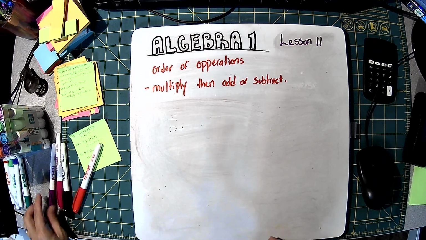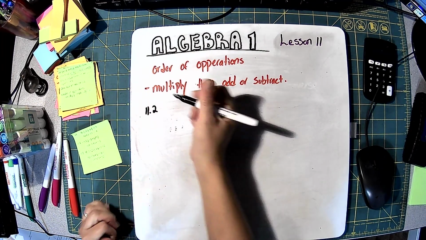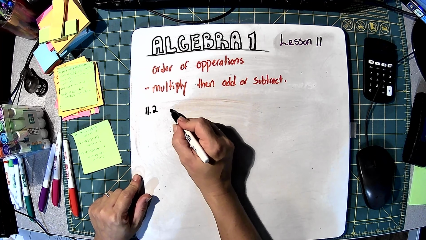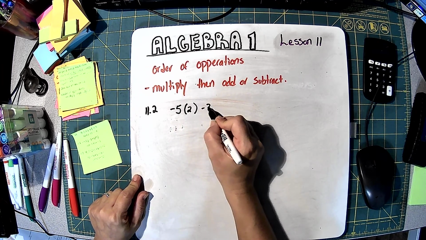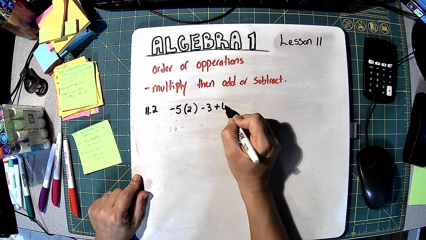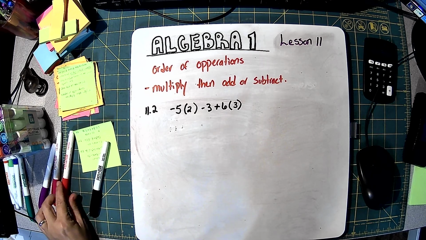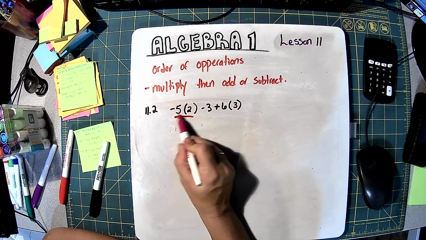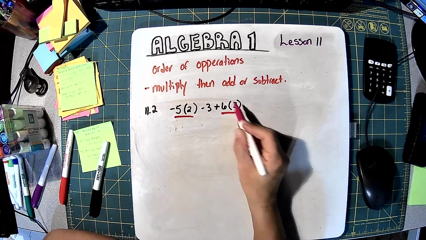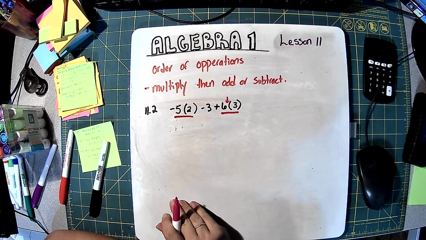Let's try another one. All right, this one is negative 5 times 2 minus 3 plus 6 times 3. Okay, so I'm going to find all the places where I need to multiply first. So here it's touching, we don't have any sign. And here we don't have a sign. See how in between there's no plus or minus sign? That means we have to multiply.